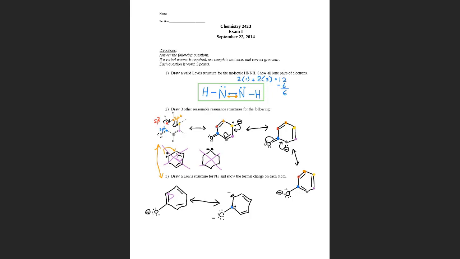Because notice the question number 2 says, draw 3 other reasonable resonance structures. What's the problem with this resonance structure? Is it that it has 2 negatives? Yeah, it has 2 negatives and a positive. Generally speaking, with resonance structures, the most stable, the most important, the most reasonable resonance structures are going to be those that minimize formal charge. So those that have the fewest number of charges on your different atoms, those are going to be the most stable resonance structures.